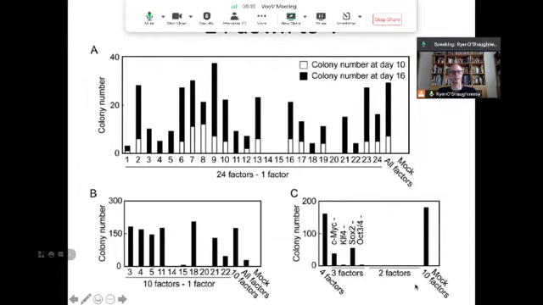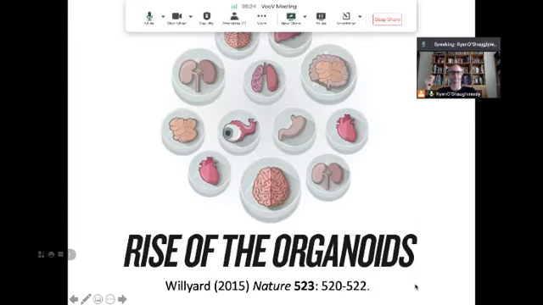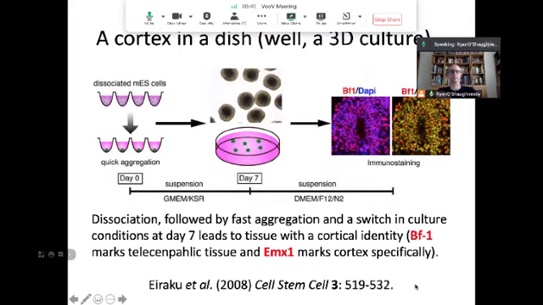Suffice to say that these iPS cells, these induced pluripotent stem cells, can be used to make organoids. And hence this idea of the rise of the organoids. This paper in Nature is now nearly 7 years old, and this tells you how long organoids have been being used for and how effective they are beginning to be in medicine. So let's look at the brain first.